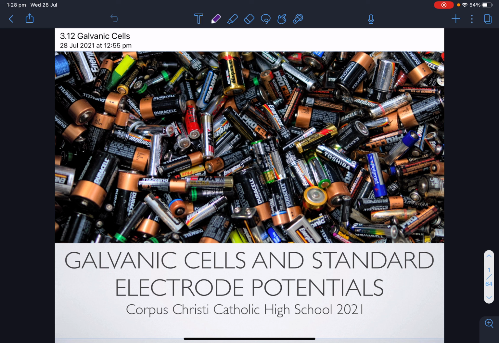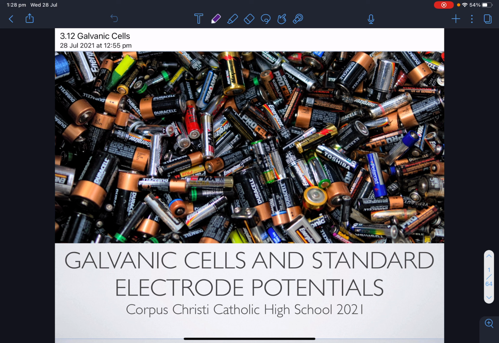Okay, so we learnt a little bit last chapter about the activity series and predicting the reactivity of metals with metals. Some of them liked electrons more than others. So some of them as ions can steal electrons from other solid metals, and you can get displacement reactions. So I thought I'd start this chapter with a little revision on that. Okay.